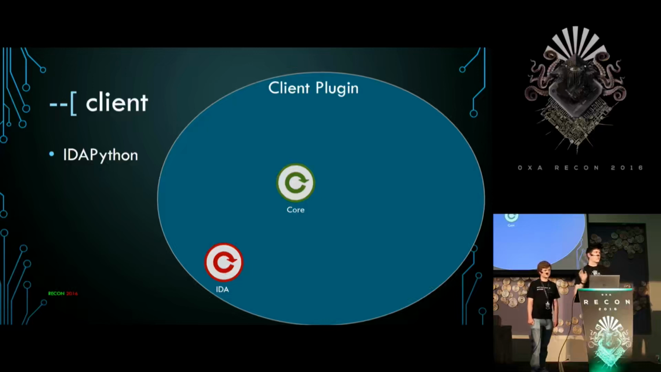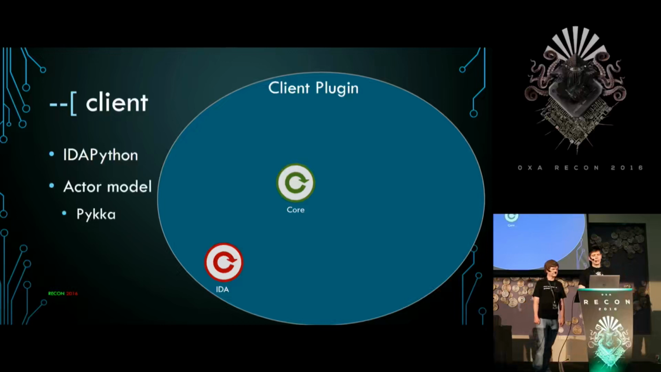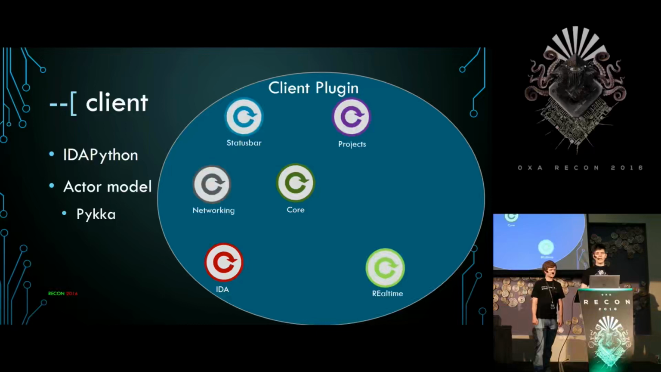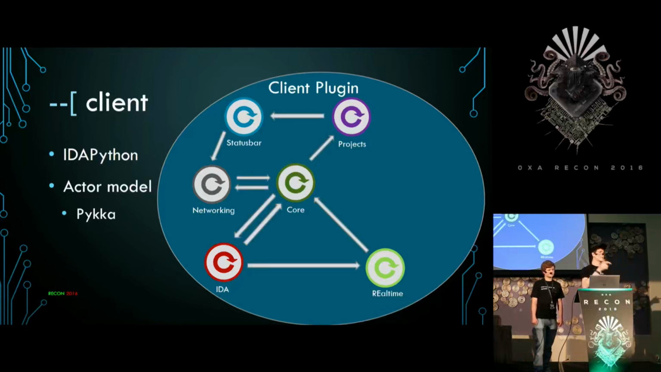So the client plugin is entirely in Python, which is different from Collaborate and some of the past projects which were built in C. The client is using the actor programming pattern, if you know about that, and it's specifically using the Python library. The actor programming pattern essentially breaks things up into different little nodes or modules, and these modules communicate with each other. They pass messages between each other and act on these messages.